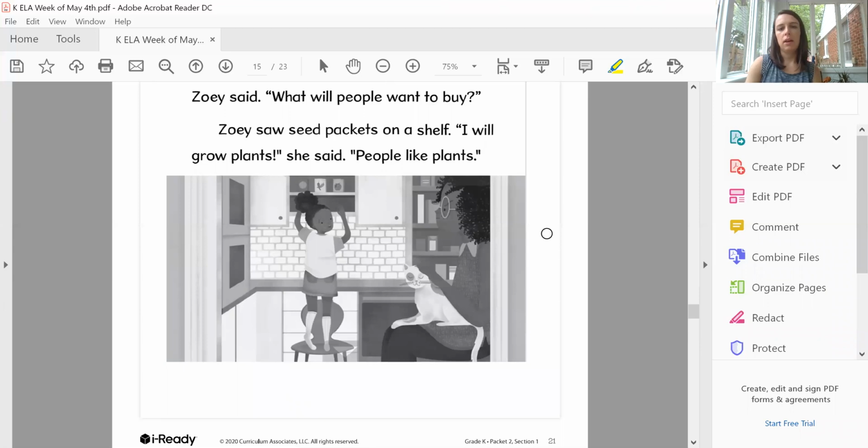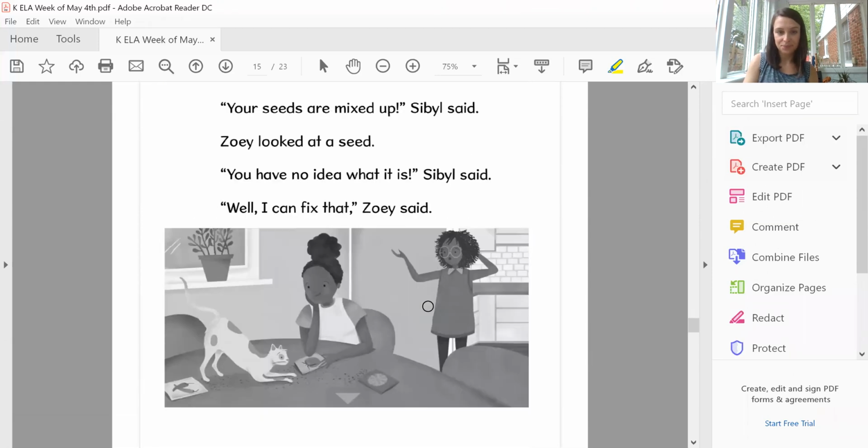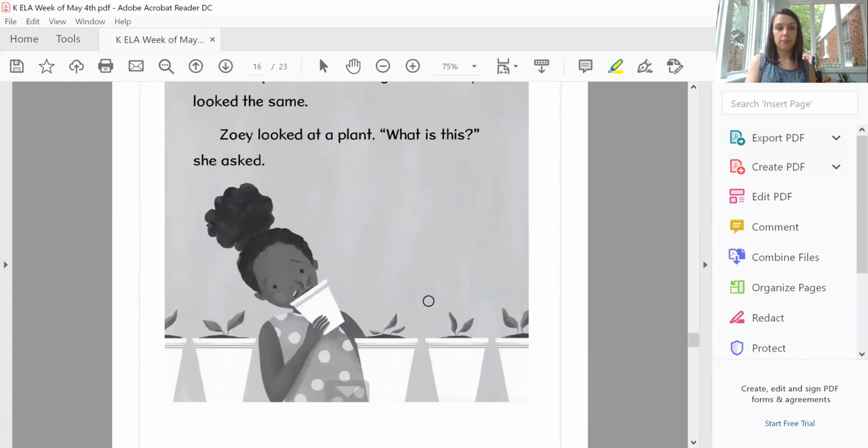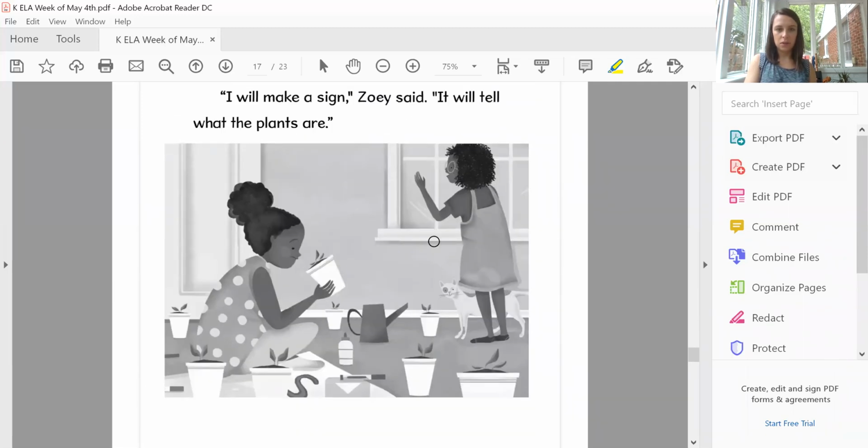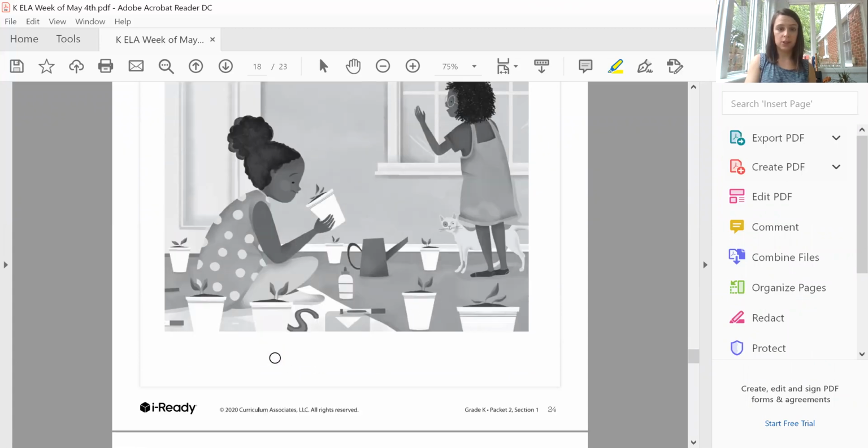Remember, the main character is Zoey, and she has a sister named Sybil. Look at her face right there. How is she looking in that picture, the sister? Not happy. Oh, it looks like Zoey has some seeds. Let's look at what she might be growing. We see maybe some tomatoes, some flowers, some peppers. Ooh, and her sister's doing this. Maybe she's upset. Zoey seems to have been planting her seeds and now they're beginning to grow. Wow, she's got a lot of plants, doesn't she?